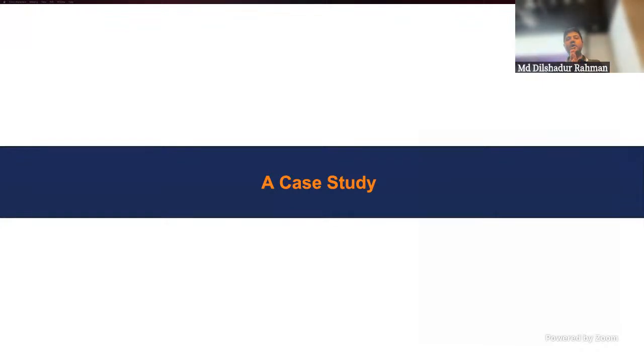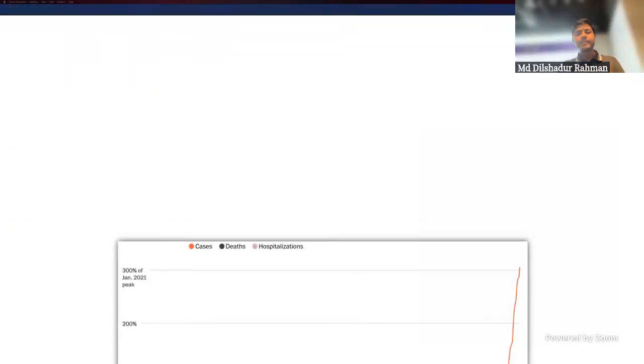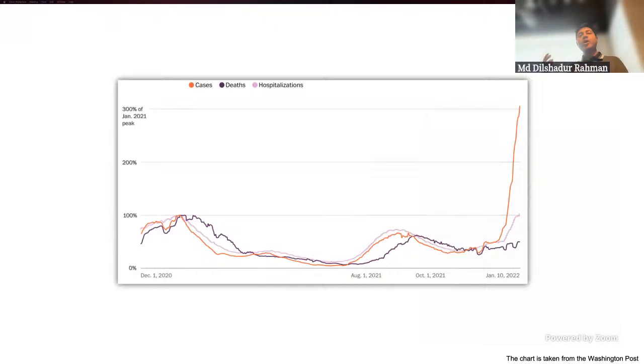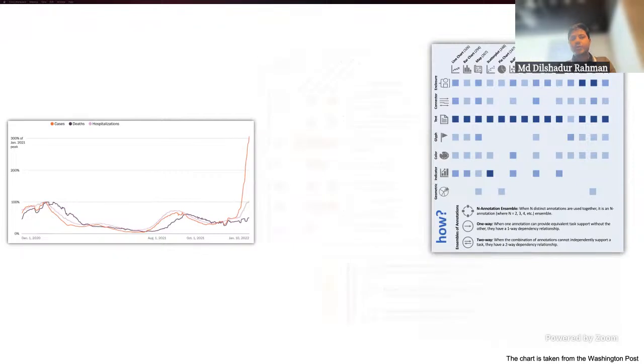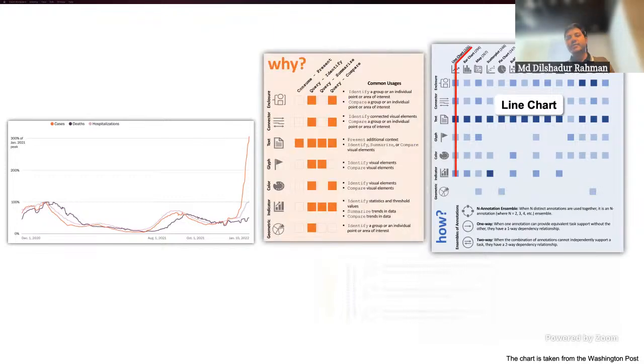Now let's see a case study of how our design space can help annotate a chart in a structured way. This line chart shows the number of COVID-19 cases, deaths, and hospitalizations over a specific time frame. Say the designer wants to help the audience quickly identify these peaks in the data. Looking back to our design space, if we check the how section, it says that all the types of annotations, except for the geometric ones, can be used in a line chart. And if we check the why section, it says that all of these annotation types that we have found from our analysis can help with the identification tasks.